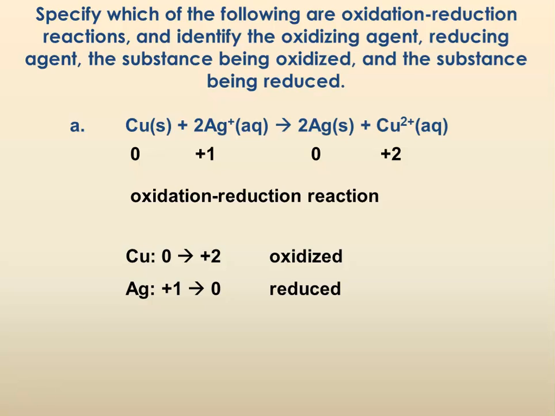If we look at our oxidizing agents and reducing agents, copper was oxidized. It was an atom by itself, so it's also acting as the reducing agent. Silver was not by itself initially. Silver was an ion, a +1, so the silver ions were acting as the oxidizing agent in this particular example.